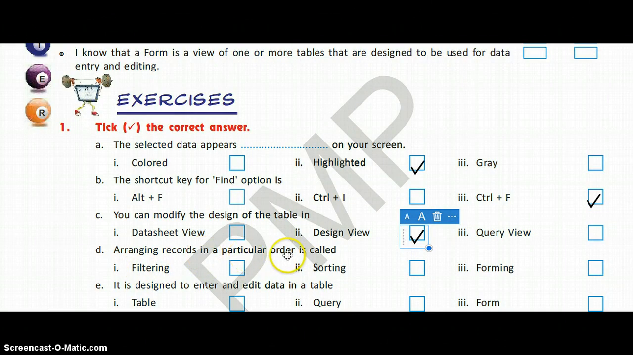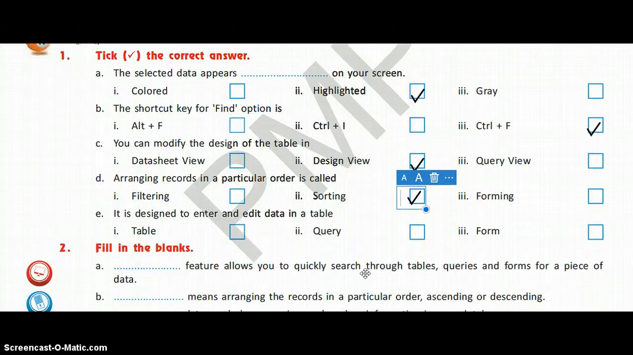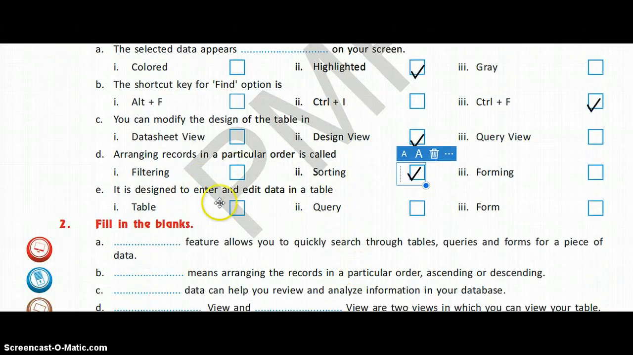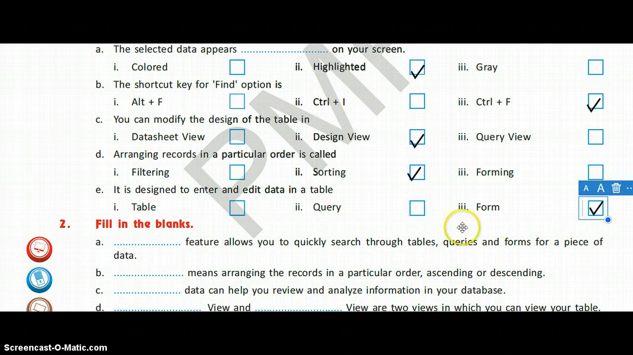Arranging records in a particular order is called filtering, sorting, forming, and the answer is sorting. We can arrange the data in ascending or descending order using this feature, sorting. Now next one is it is designed to enter and edit data in a table, query or form. So we enter and edit data in a form.